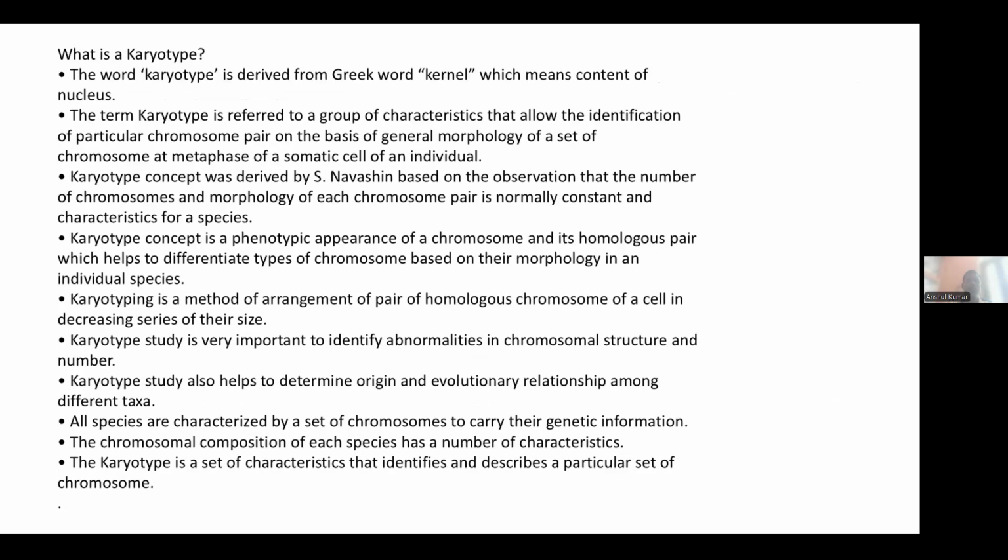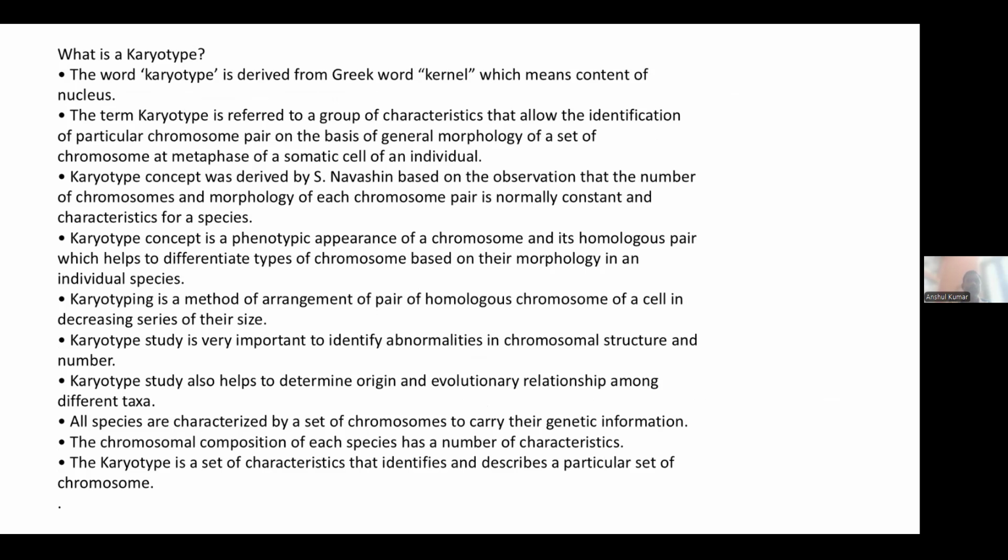Coming to our topic, first we will see what karyotyping is. The word karyotype is derived from the Greek word karyon, which means kernel or content of the nucleus. The term karyotype refers to a group of characteristics that allow the identification of a particular chromosome pair on the basis of the general morphology of a set of chromosomes at metaphase of a somatic cell of an individual.